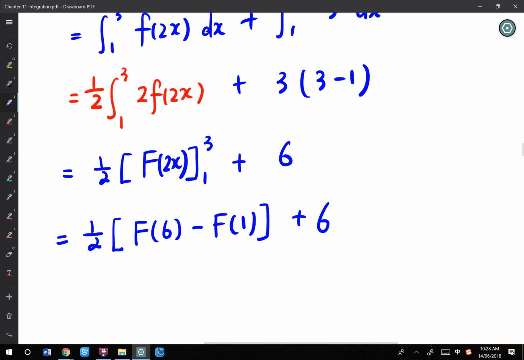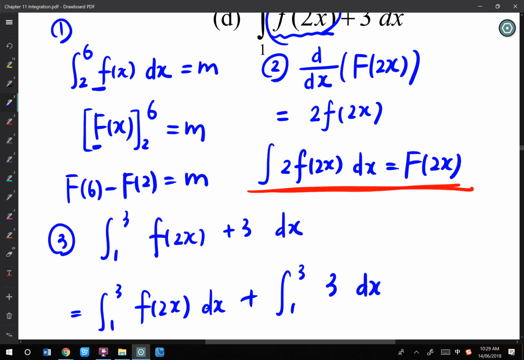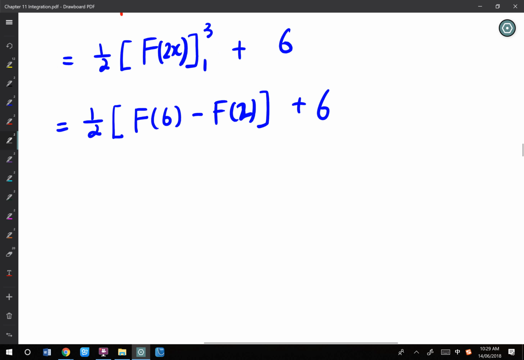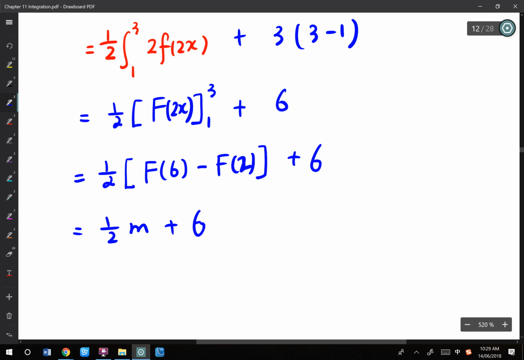What's capital F(6) minus F(2)? Go up to the first step, that's n. F(6) minus F(2) is n. So what you have is a half n plus 6. That's the answer. That's the final answer.